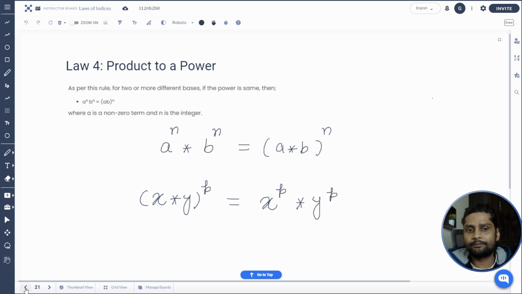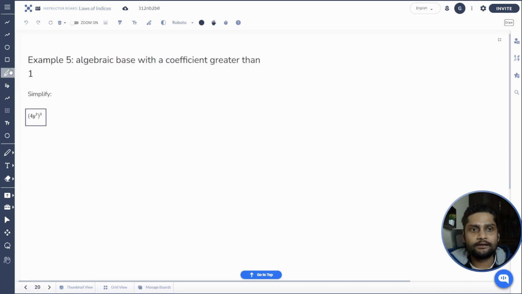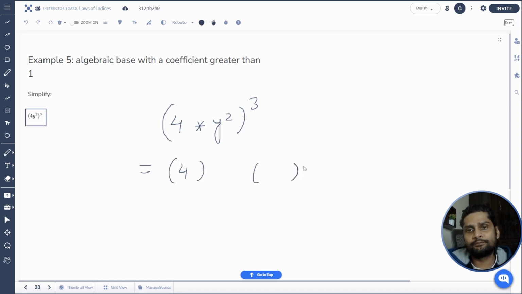So this rule is applicable on the previous question that we are going to discuss. In that question, we have 4 multiplied by y squared and then we have a whole exponent. So what we can do is rewrite the exponent on both the terms which get multiplied here, which are 4 and y squared. Then we can simplify. This becomes 4 raised to the power of 3 and y squared raised to the power of 3. So 4 cubed simply becomes 4 times 4 times 4. That's going to be 64.